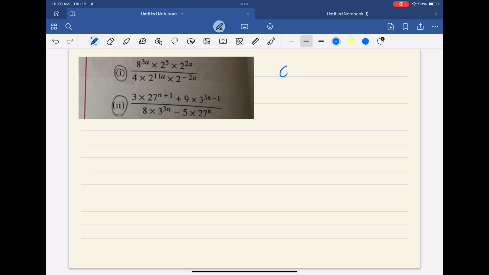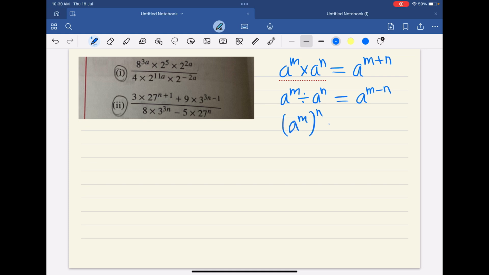So the exponent properties are: if the base is a and I have a to the power m times a to the power n, then it will give us a to the power m plus n. Second property is a to the power m divided by a to the power n. It gives us a to the power m minus n. Then a to the power m whole to the power n will give us a to the power m times n.